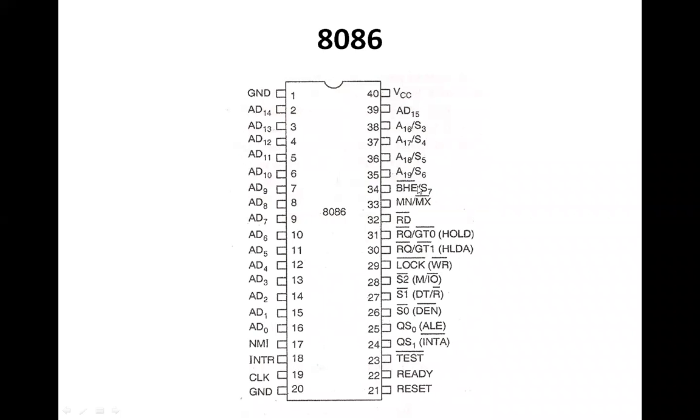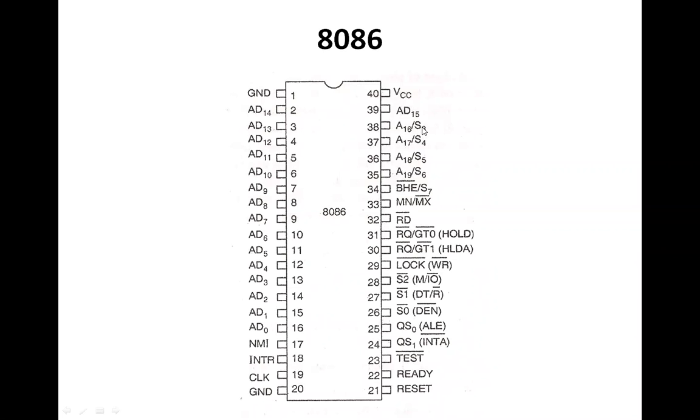Now the status signal S6 always remains at logic 0, and S5 indicates the condition of the interrupt flag bit, and S4 and S3 show which segment is accessed during the current bus cycle.